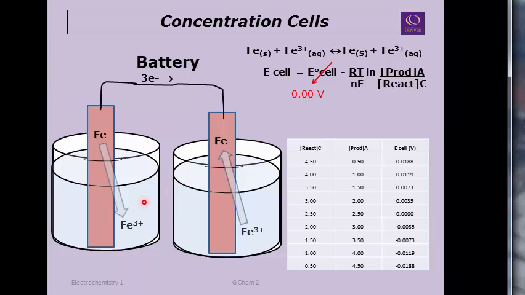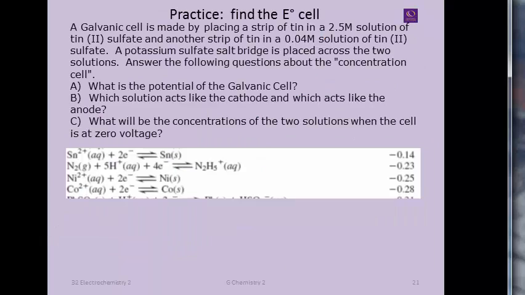So this is where we start to get the idea that A, whenever the thing is done running, concentrations are equal. B, think about what's going on. The concentration builds in oxidation and the concentration drops in reduction. Concentration builds on the anode side, drops on the cathode side, and the electrons flow from anode to cathode, and that all makes sense.